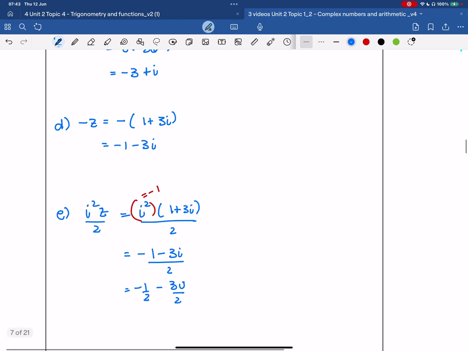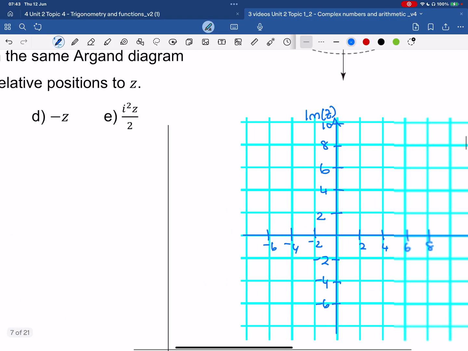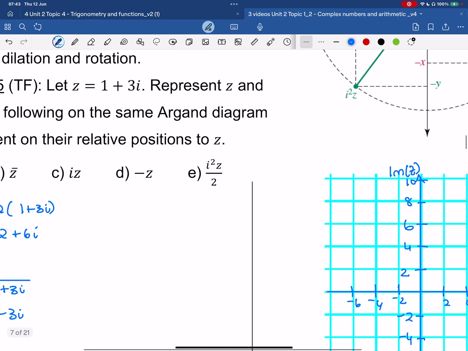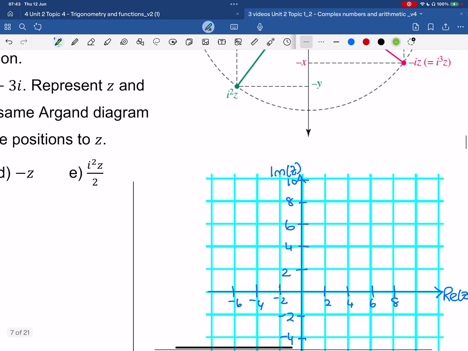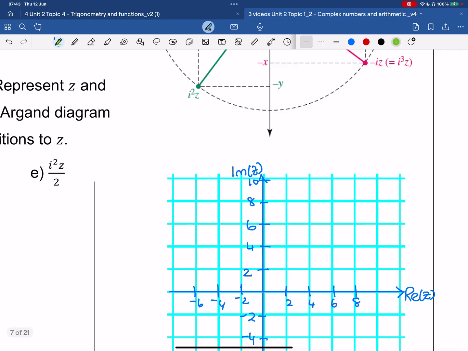All right, let's have a look at sketching each of these things. Let's sketch z first, and I reckon I'm going to sketch that in green so that we can see it. So 1 plus 3i. So we're starting at the origin. We're going to go across positive 1 and 3. So that is where z is sitting.